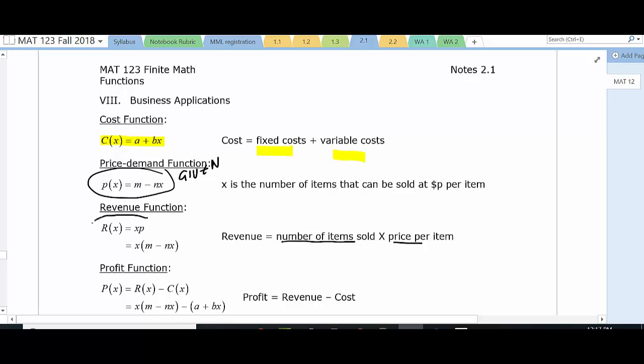This is the main formula you need to know. What I did to get this second one is I replaced p with m minus nx from the previous formula. So you need to know this one definitely, and you also got to know that. Okay, the price demand is mostly given to you.